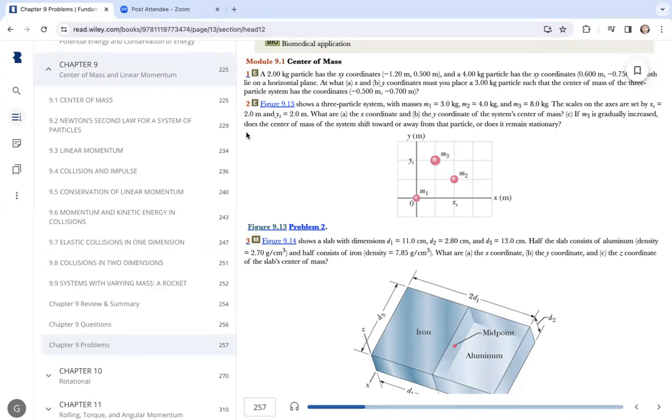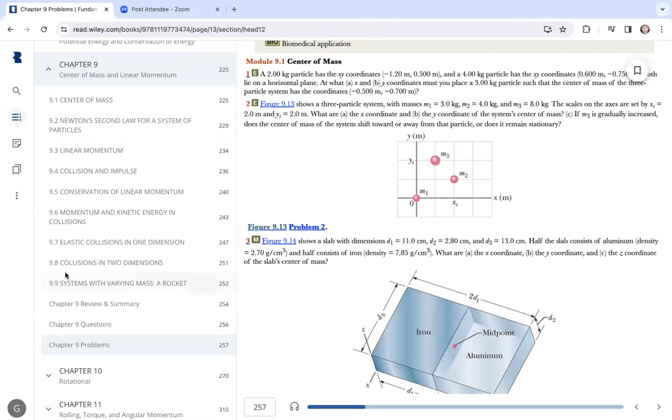So the first problem is number 2. Notice this is section 9.1, center of mass. This problem is just asking us to calculate the center of mass for 3 point particles, 3 point masses. We're trying to find the x and y coordinates, and then there's a follow-up question.